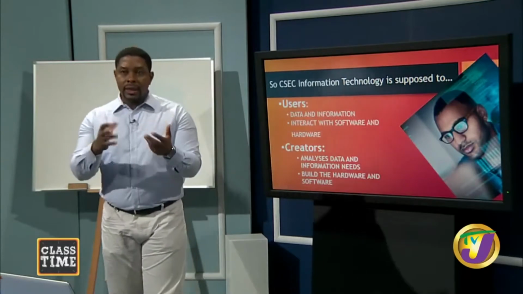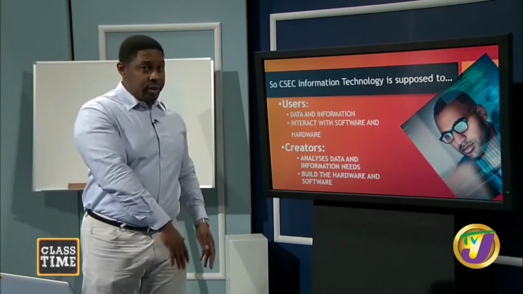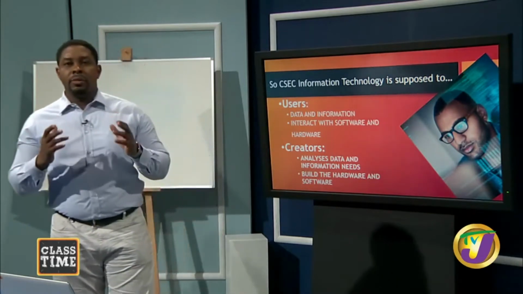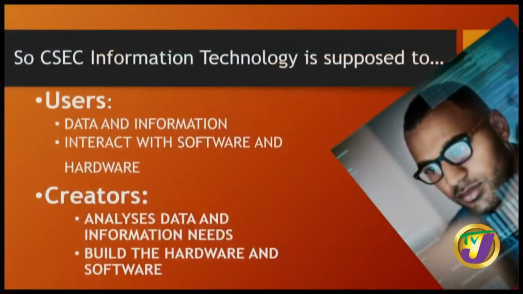So what is this information technology course about? Actually, what we're trying to do is to get you in the frame of mind of understanding who is a creator and who is a user. If you do information technology at school, the syllabus is designed so that it gives you a broad spectrum so that you can understand what hardware is, what software is, how they interplay, and whether we can use them for our services or for anything we want.